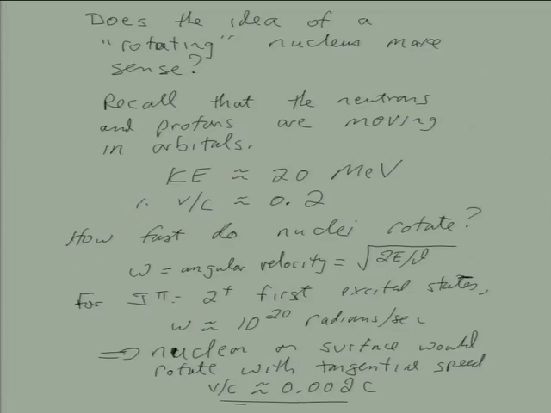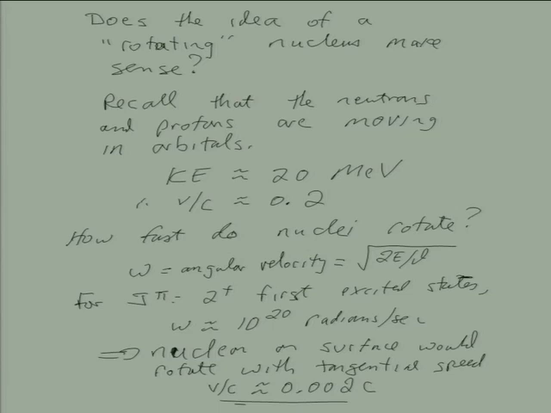Just real quickly, you might ask yourself, does this make any sense at all? I mean, I'm telling you, you can basically forget about the fact there are neutrons and protons running around inside these nuclei. We're talking about the whole nucleus vibrating or rotating. Does that make any sense? Well, one way to decide is the relative speeds of the internal motions of the neutrons and protons compared to the speed of either the vibration or the rotation.